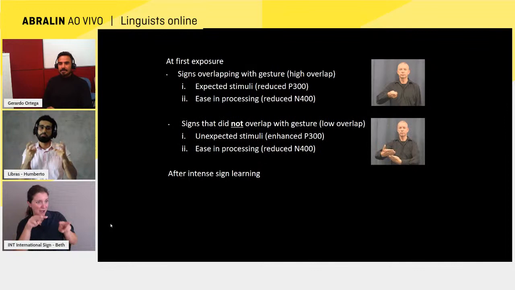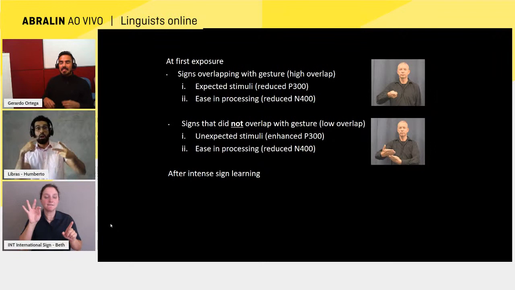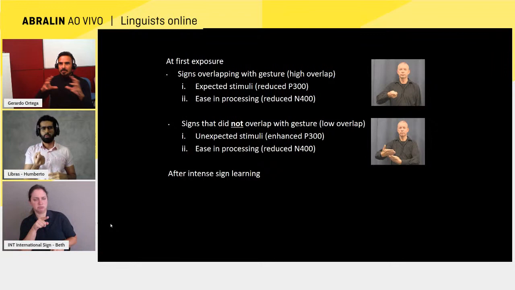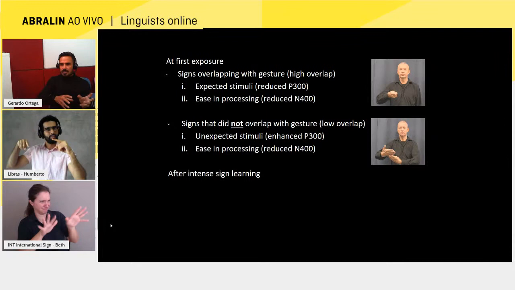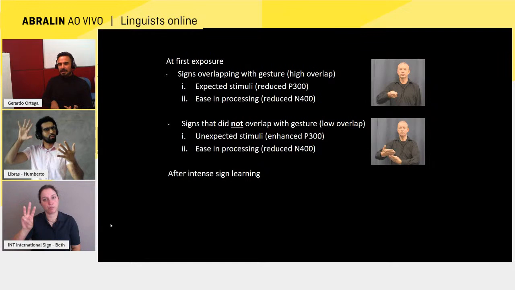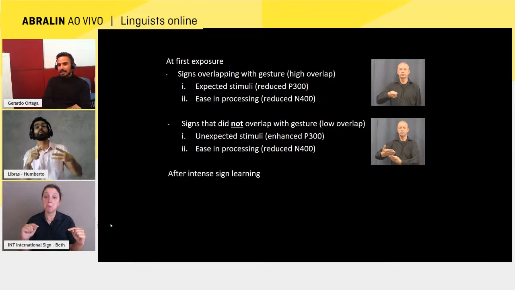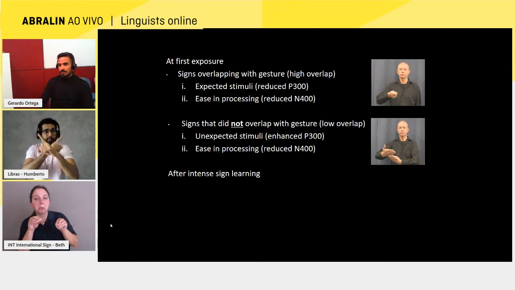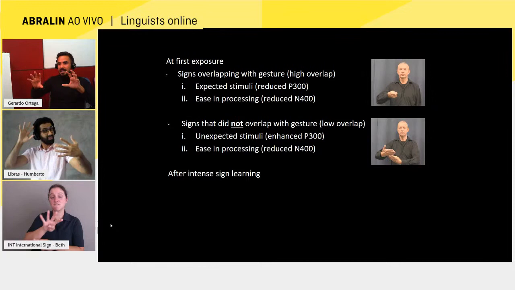However, something really interesting is that when signs did not overlap with gesture, they were regarded as unexpected stimuli. We really believe that our participants were creating expectations of the form of the signs based on their gestures. And when this expectation was not matched, that's when it elicited an enhanced P300 that signals unexpected stimuli. And something really surprising is that we found that these signs were also easy to process. We found a reduced N400. And this is really important because both types of signs are iconic, right?